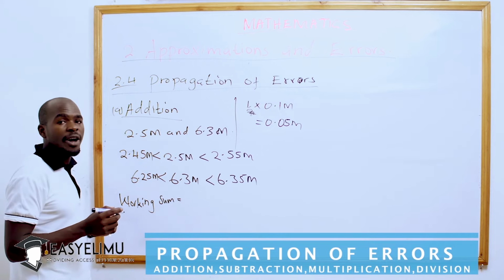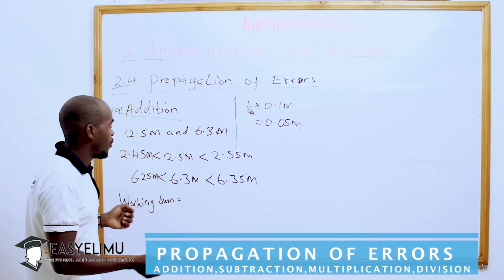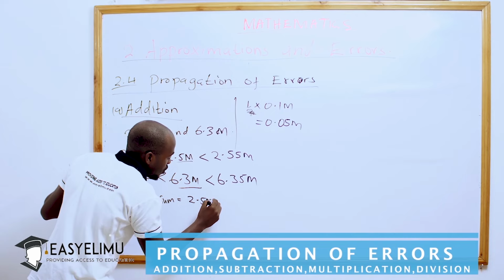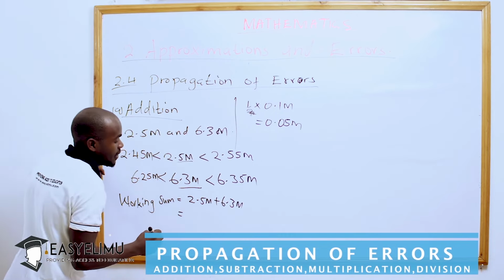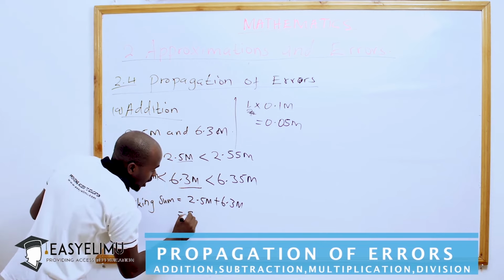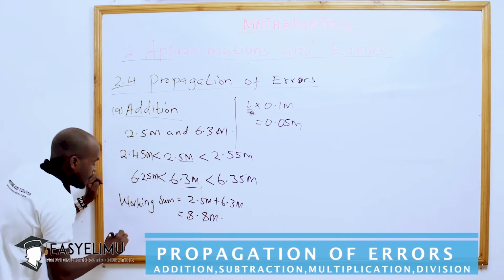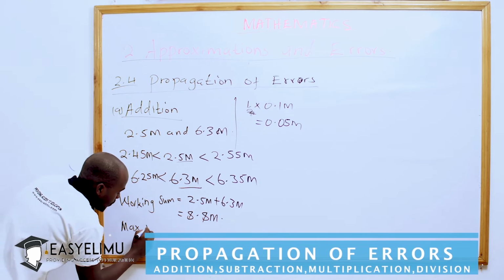The working sum is found by taking the actual values, we just add them. For instance, here we shall just take 2.5 meters, we add it to 6.3 meters, and we get our answer, which is equal to 8.8 meters.